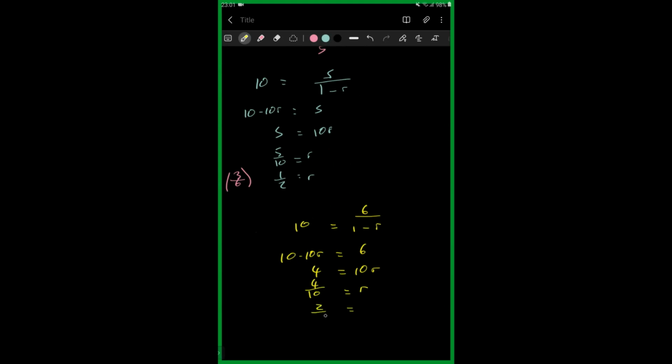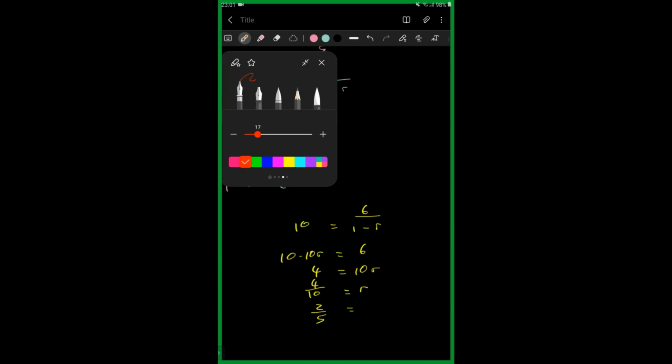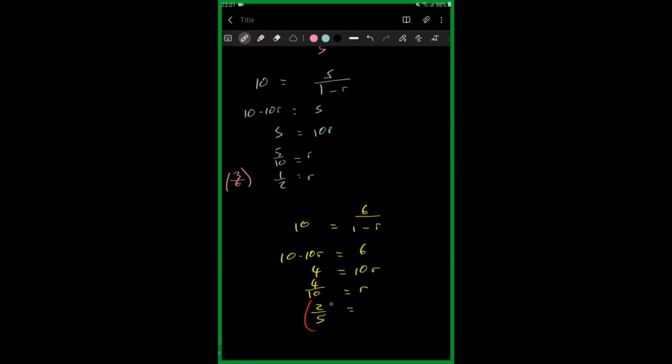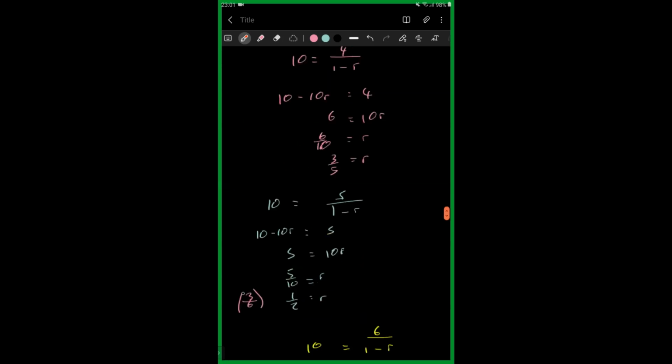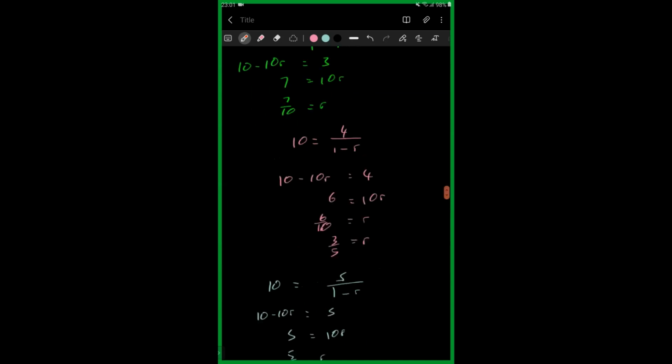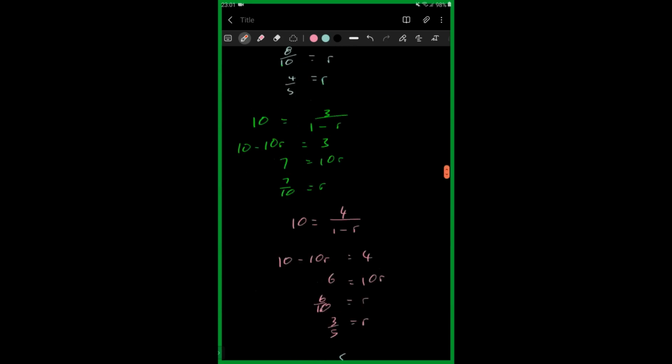So out of all these options, right, because a can only be one of 6 numbers. So we said if a is a 6, this has to be the value of r, for your sum to infinity to be a 10. If a is a 5, this has to be the value of r, for your sum to infinity to be a 10. If a is a 4, this has to be your value of r, for your sum to infinity to be a 10.